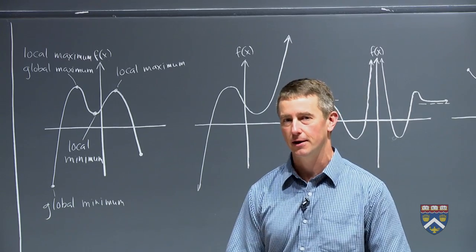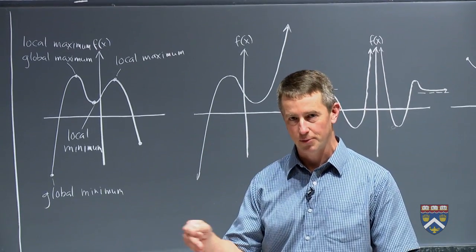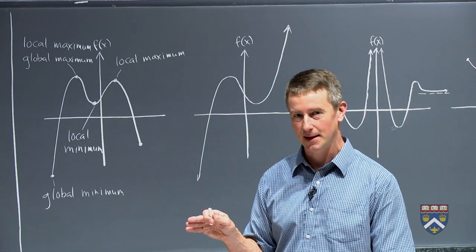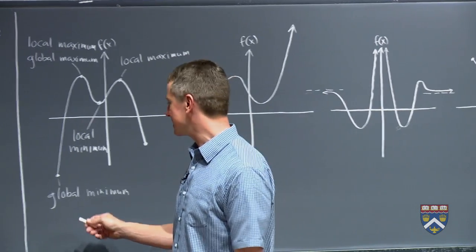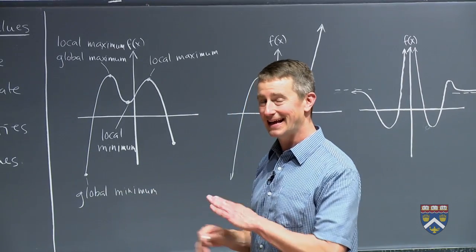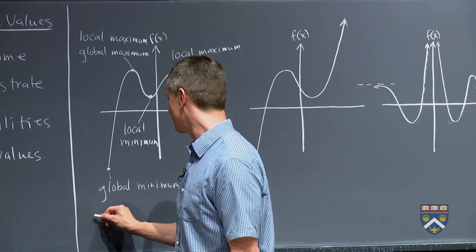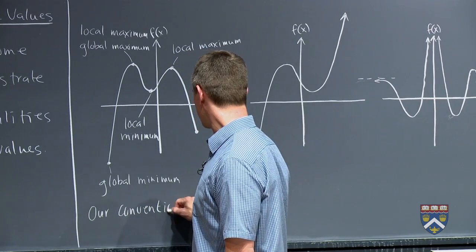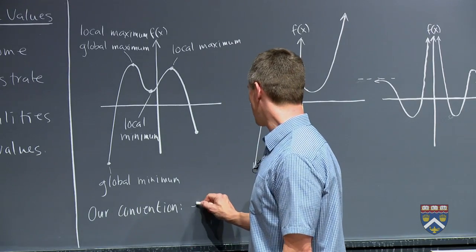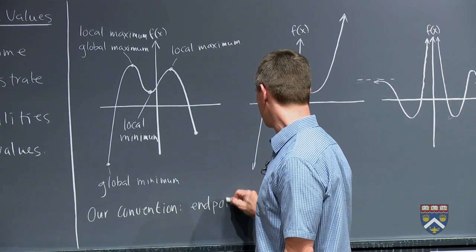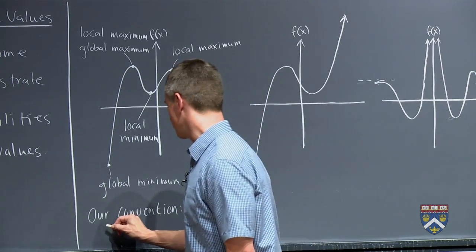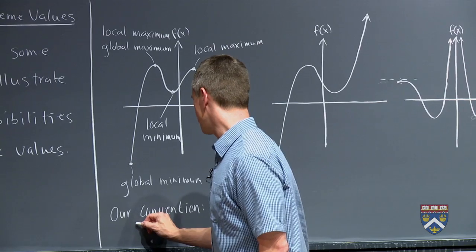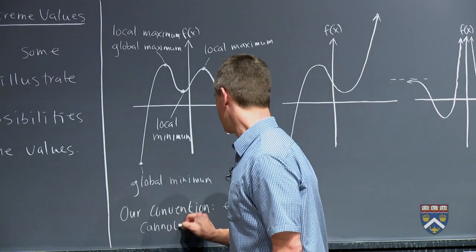Just like we talked about earlier, sometimes some books do include endpoints in the intervals, some books don't. It's really not an important question to worry yourselves about. My convention in this class is that endpoints of a graph cannot be local extrema. So our convention, and it is just a convention, we just have to decide something, endpoints cannot be local extrema. Of course, they can be global extrema. We see one right here. This is a global minimum, right? Endpoints cannot be local extrema.